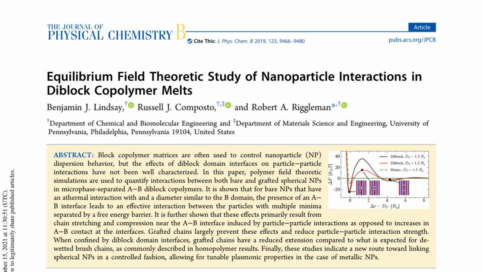The dispersion behavior of particles is relatively well understood in athermal systems, where the particle surface chemistry matches the polymer matrix chemistry or where grafted chains of the same chemistry as the matrix chains are interdigitated. However, the interactions between NPs mediated by diblock copolymer (BCP) melts have not been as rigorously studied. BCP matrices enable microphase-separated domains, which can be used to control NP dispersion behavior.